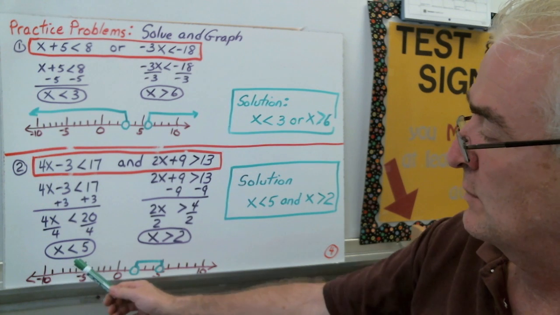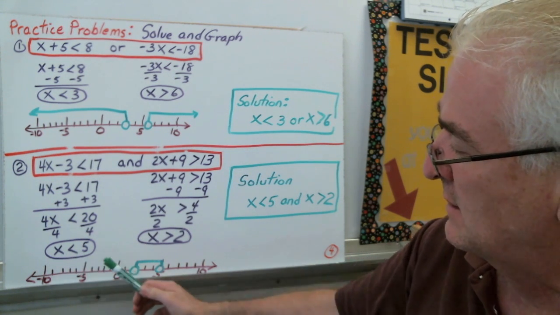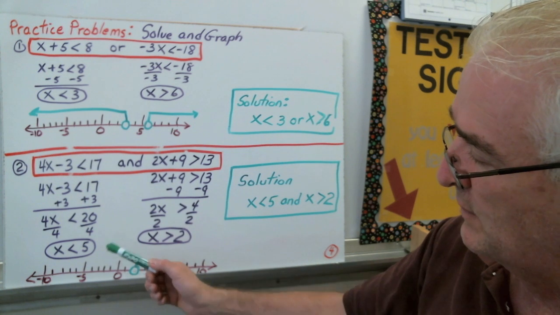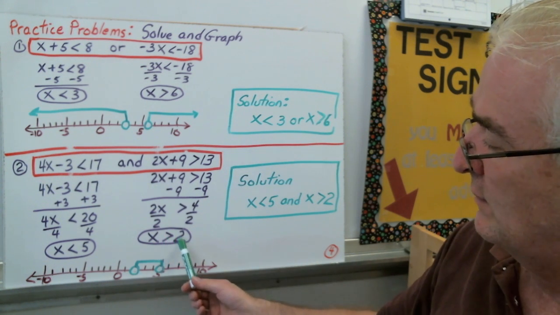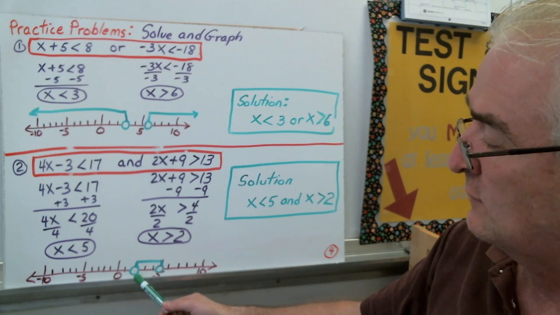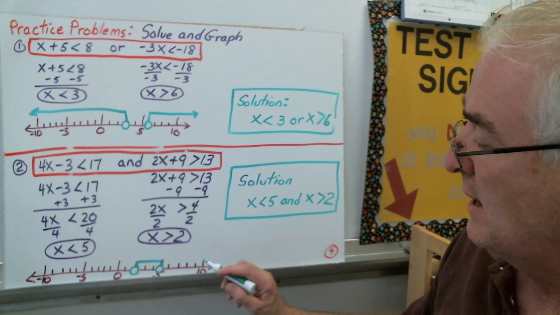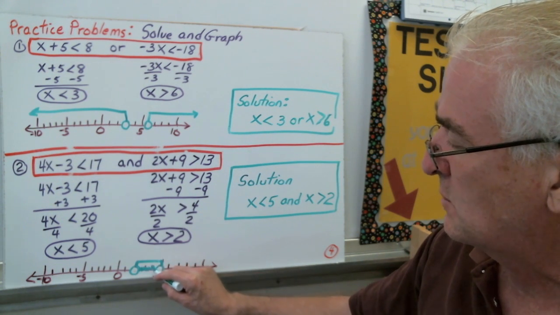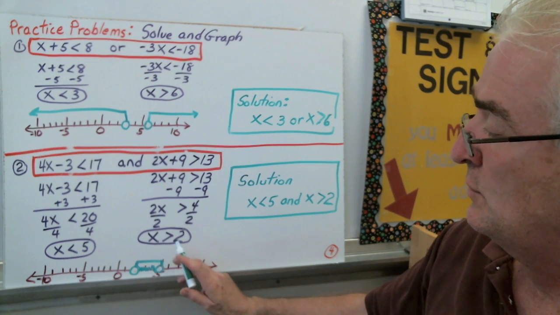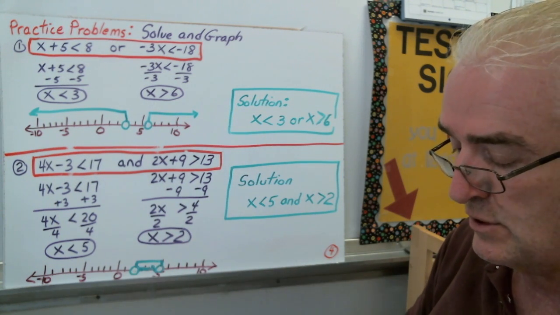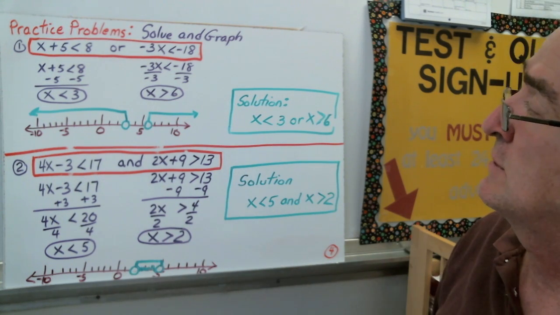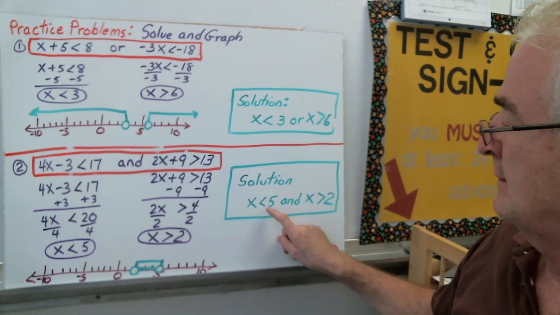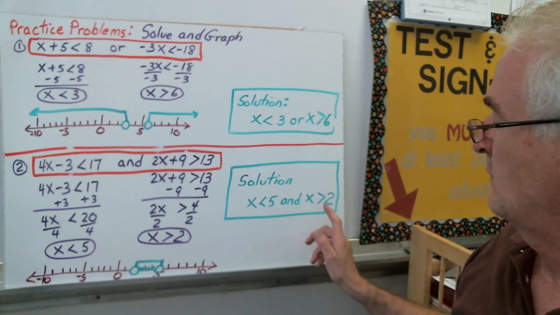As we graph this, x is less than 5, so you have an open dot at 5 going in the negative direction. You have x is greater than 2, with an open dot at 2 going in the positive direction. And that is why we're looking at only the numbers between 2 and 5. Those are the solution to this compound inequality, and that's why it's written here: x is less than 5 and x is greater than 2.